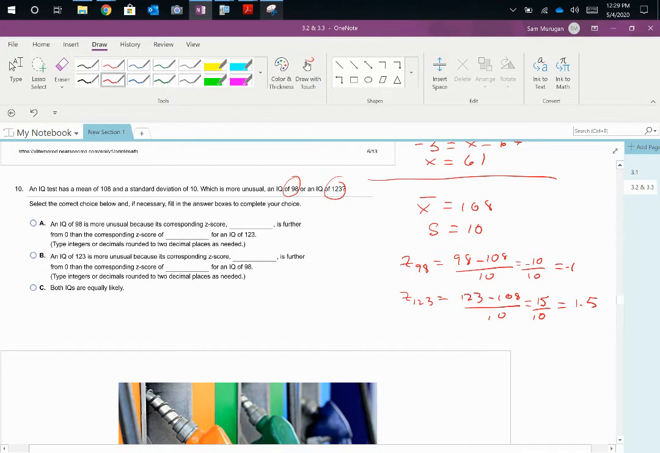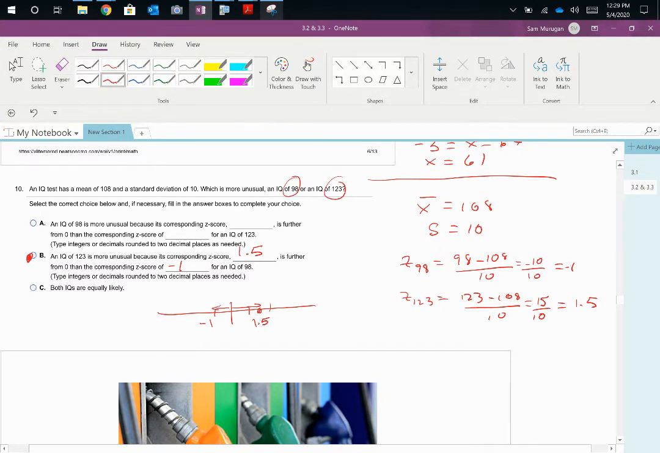So clearly an IQ of 123 is more unusual because the corresponding z-score, 1.5, is further from 0 than negative 1. Okay, if you think about the number line, 1 to 1.5 will be somewhere about here, but to negative 1, so the distance to 1.5 is much more to the right. So 1.5 would be more unusual, or 123.